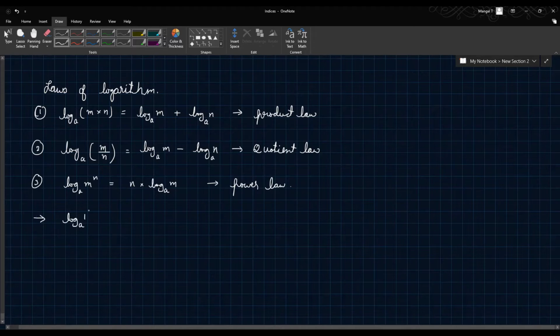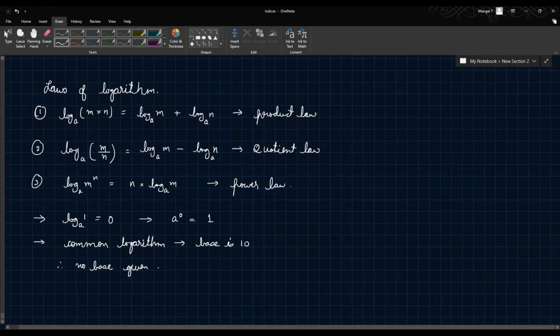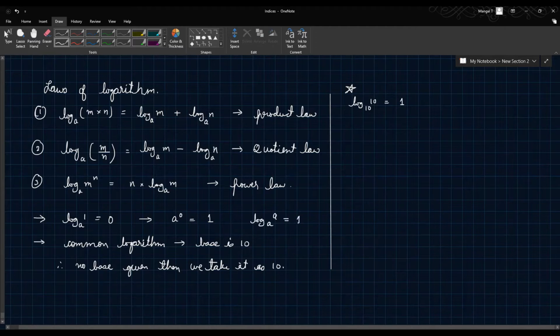Log of 1 to the base a is always 0. Okay, we have seen this. This is because a raised to 0 is 1. Then there is the common logarithm, the one which is used for calculation, in which the base is 10. So if there is no base given, log 10 to the base 10 will be 1. Log a to the base a is 1. So that also is another rule.